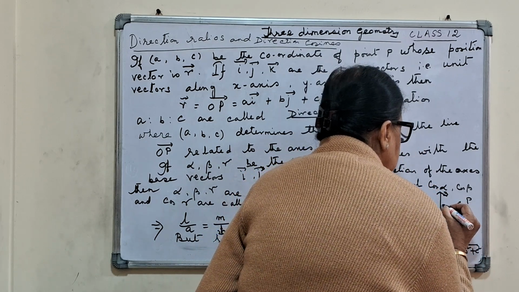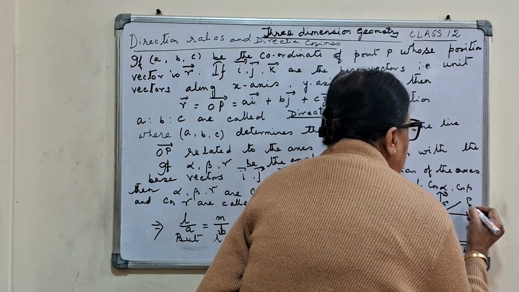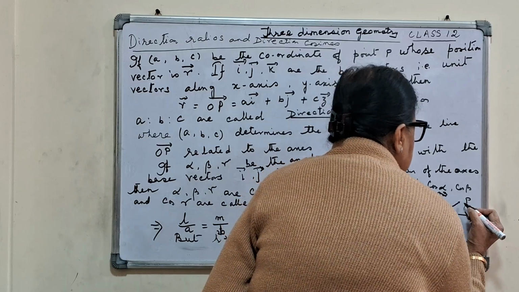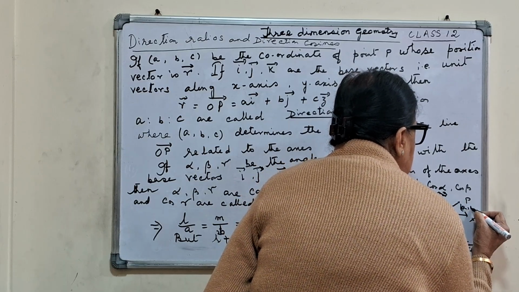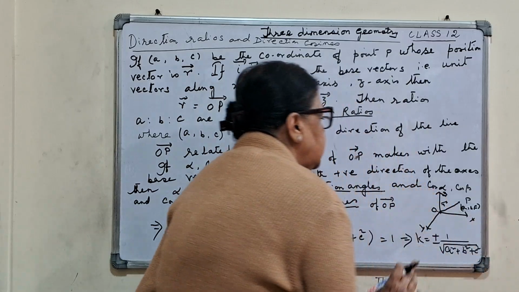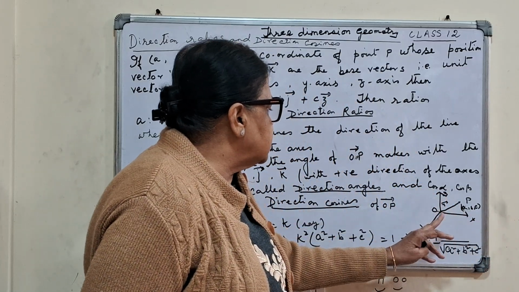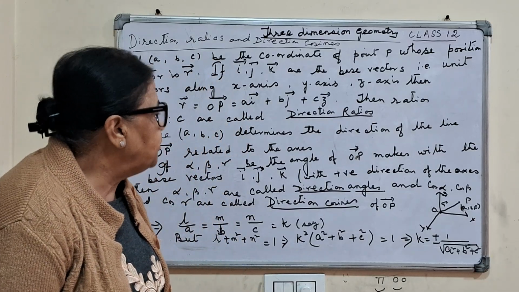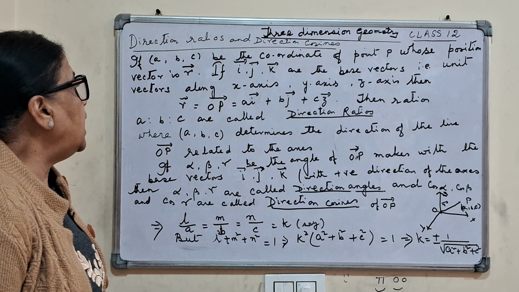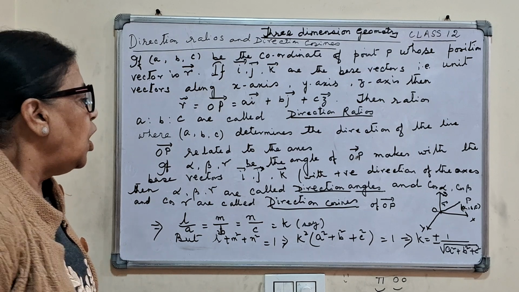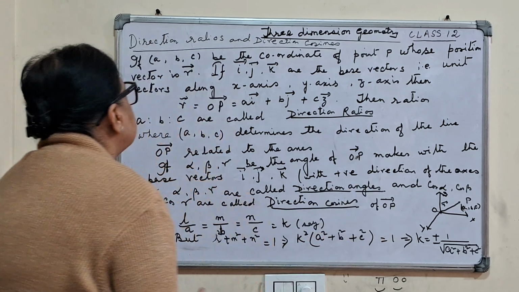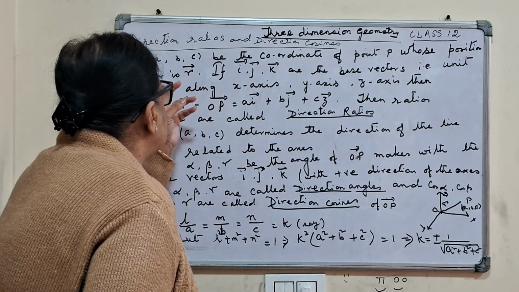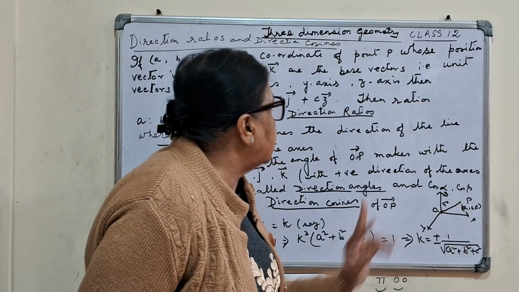Suppose I tell you this is a vector R, and let the point P have coordinates A, B, and C. What do you mean by A, B, C? In x-axis it is A, in y-axis it is B, and in z-axis it is C. Then this is the position vector of P, whose position vector is R, that is, OP is R.